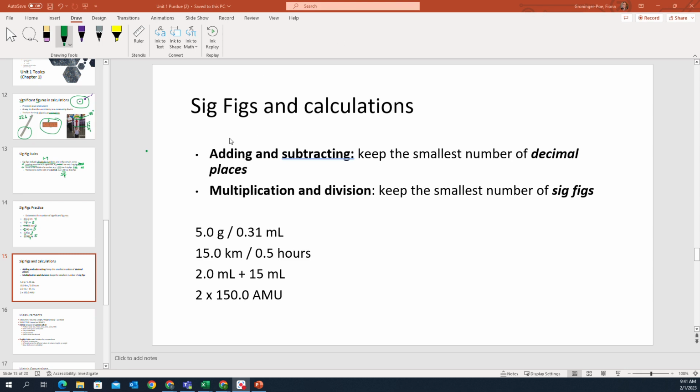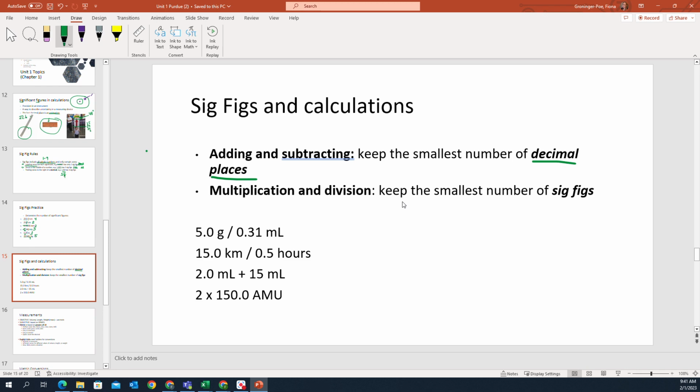So the rules are for adding and subtracting, you're going to keep the smallest number of decimal places. So it's not about the sig figs, it's the smallest number of decimal places. And then in multiplication and division, that's where you have to count the sig figs for each number, and whatever the smallest number of sig figs are, that's how many your answer should have.